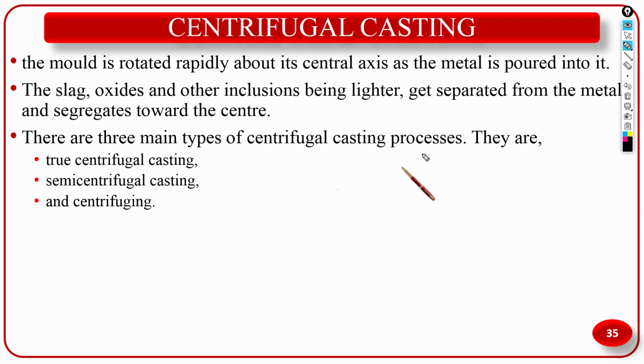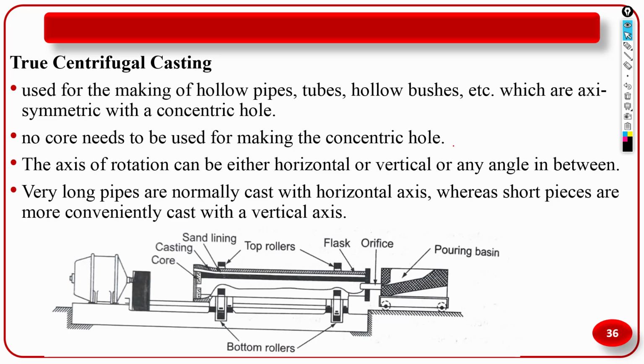So there are three types of centrifugal casting. Let us see one by one. One is true centrifugal, semi-centrifugal, and centrifuging casting. True centrifugal means any casting or any pipes or hollow tubes which is axis symmetric. What is axis symmetric? This is the axis, and the casting is axis symmetric. That means the radius here and the radius here are both the same. This kind of casting is known as true centrifugal casting.